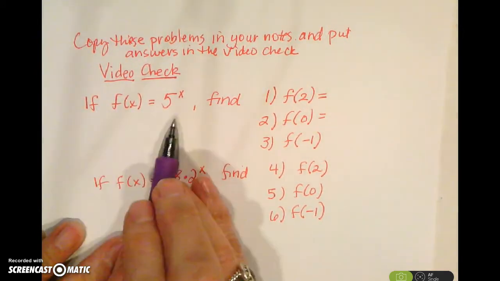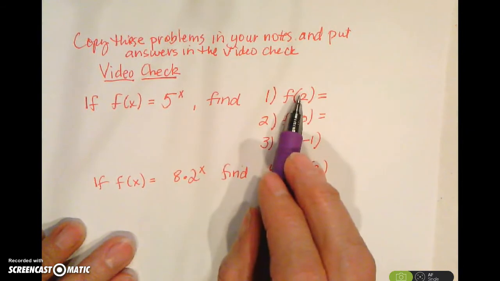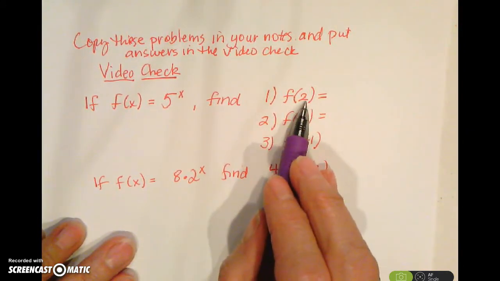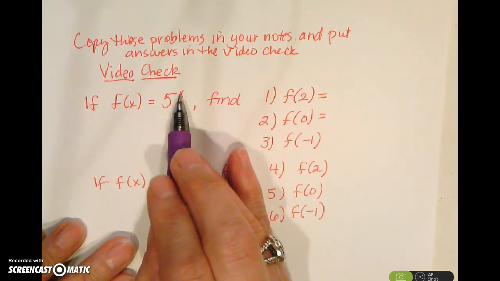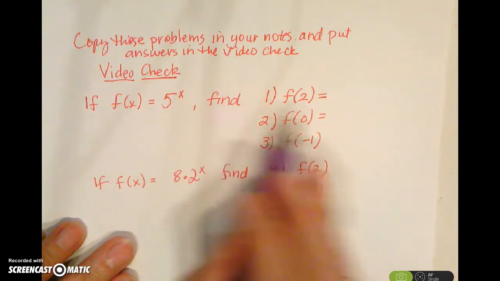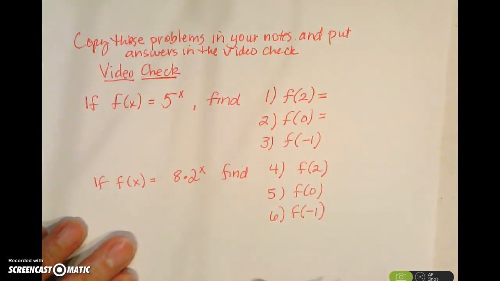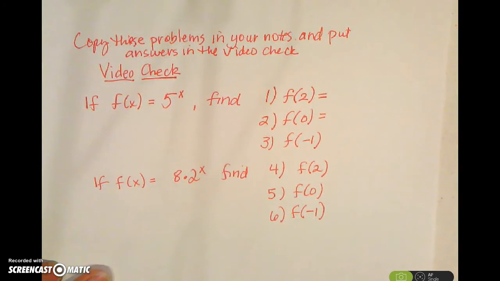If f of x is 5 to the x, find f of 2. Remember, that means to take 2 and plug it into the x value and evaluate it and get an answer. All right, so finish that up and do the video check now.